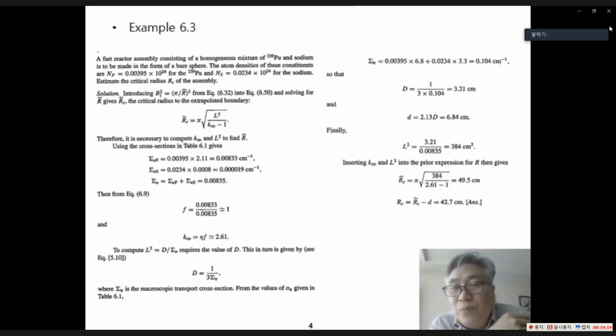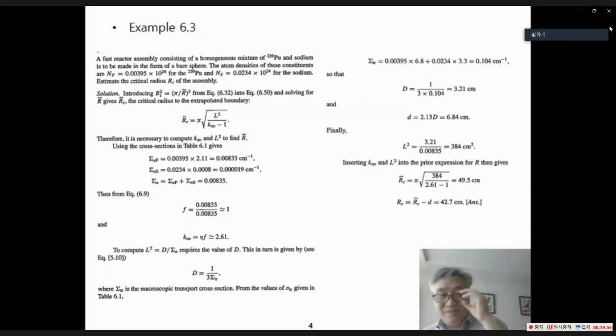Now, anyway, L squared is D divided by sigma A. That means 3.21 divided by sigma A, 0.0835. And you get L squared, 384. Now you substitute everything into the equation, and then you get RC tilde is 49.5. You have to subtract the extrapolated distance from it. So RC is RC tilde minus d, 42.7 centimeter. Not difficult. Not very difficult.